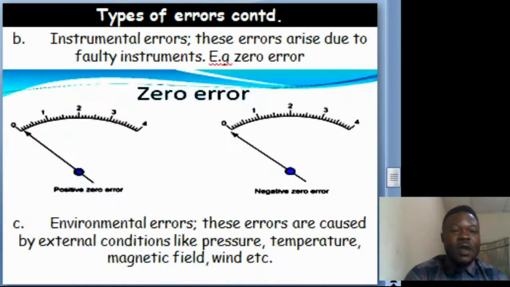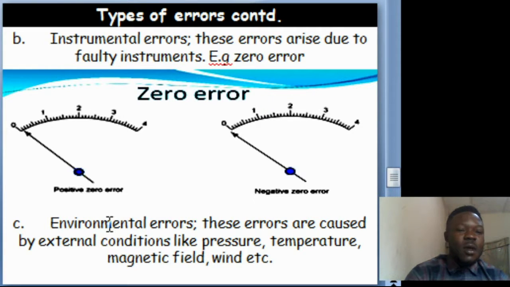Now we have the other one, when you have a faulty instrument. That is instrumental error. This is an example of such instrumental error. Look at it. This particular pointer is supposed to point to 0 when you have not started reading, and this one is not even pointing to 0. This one is a positive 0 error. Why is this one a negative 0 error? It is caused by the instrument itself.